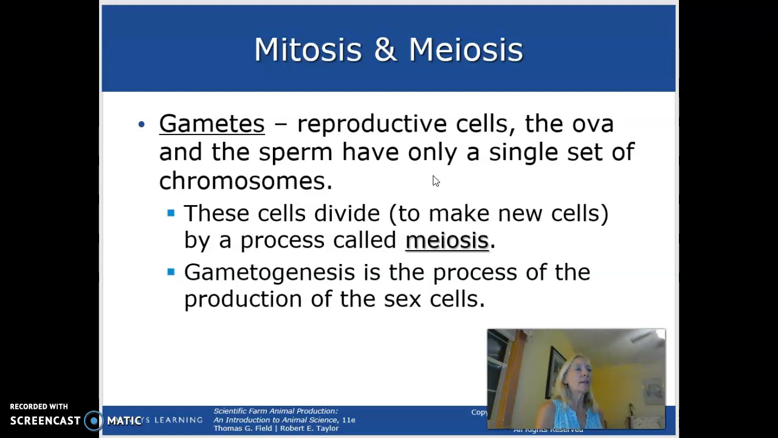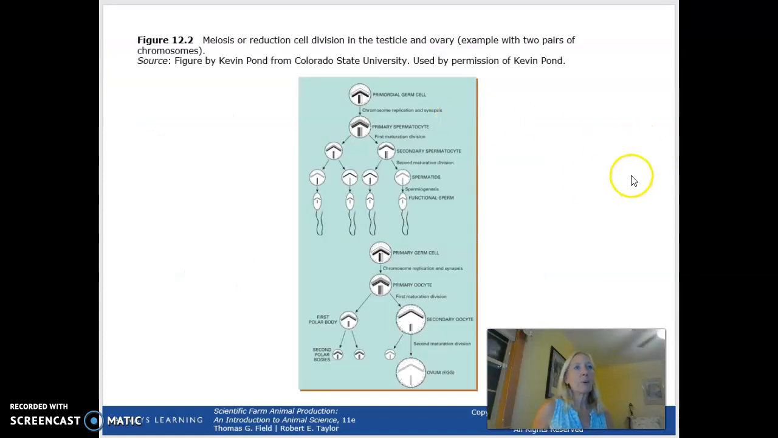So meiosis is how we make reproductive cells. Mitosis is how we make regular body cells. The term gametogenesis is the process of the production of reproductive cells. This is a process of meiosis, and this top part is the production of sperm. So we start off with your primordial germ cells and end up with sperm cells that have half the complement of chromosomes. So half of the normal amount of chromosomes is located in each reproductive cell by the process of meiosis. Same thing with an egg cell.